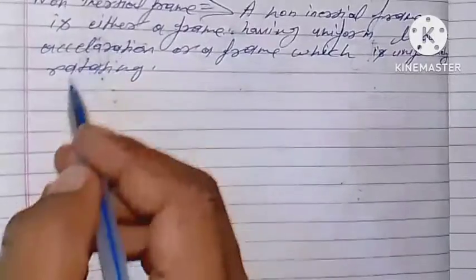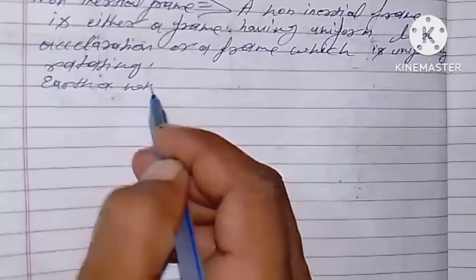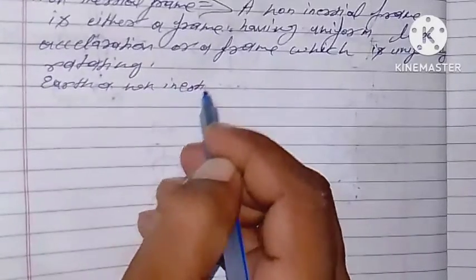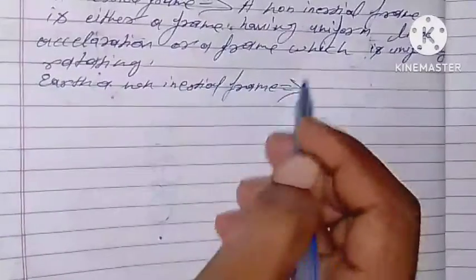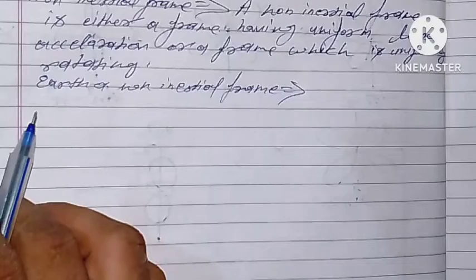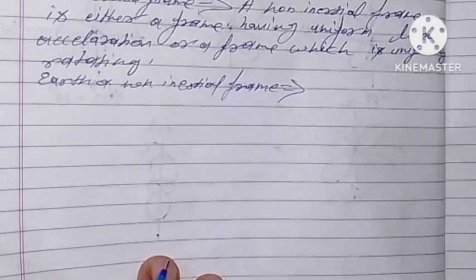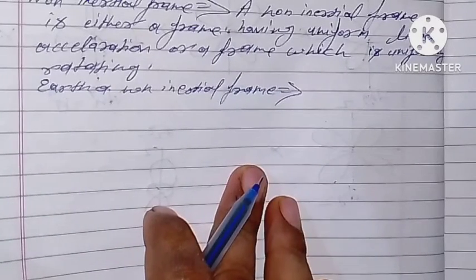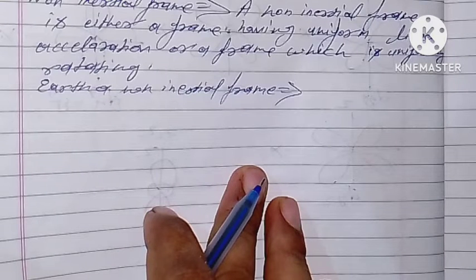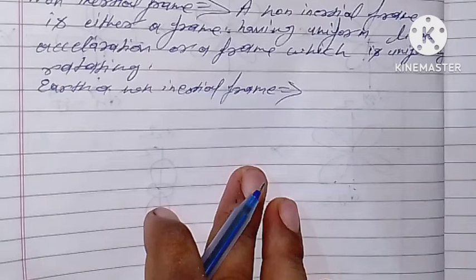Earth is a non-inertial frame. Earth is not an inertial frame. It is a non-inertial frame. The Earth is a rotating sphere as it is rotating about its own axis.